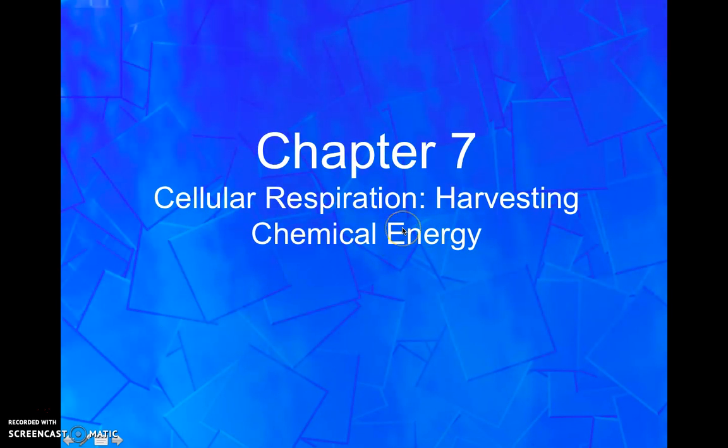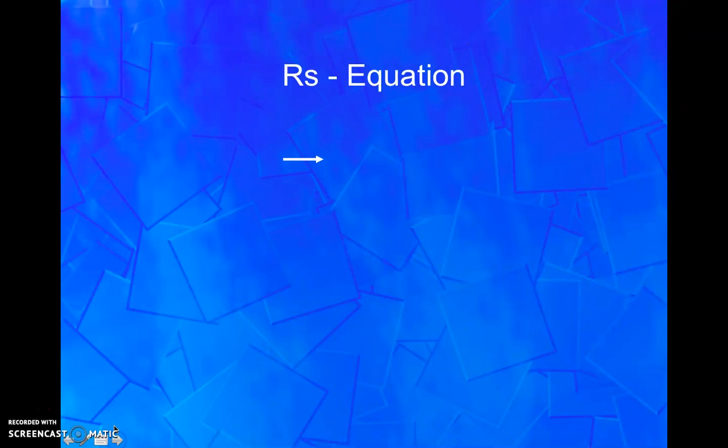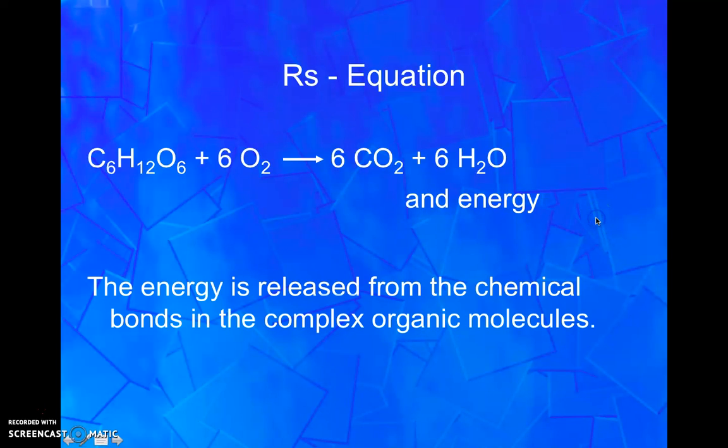Okay, so chapter 7, we're talking about cellular respiration, where we are getting energy from chemicals, specifically from food. So, is this a process of turning food into energy? Okay, so our equation for respiration: sugar and oxygen react to make carbon dioxide, water, and energy. Hopefully a lot of energy. And the energy is released from the chemical bonds in the sugars or in the starches.